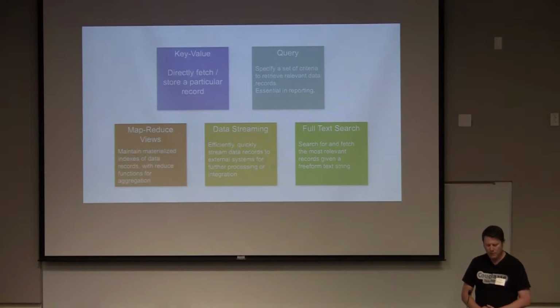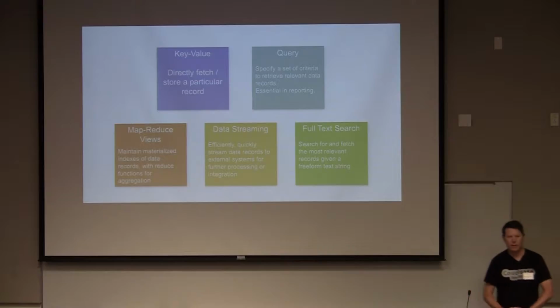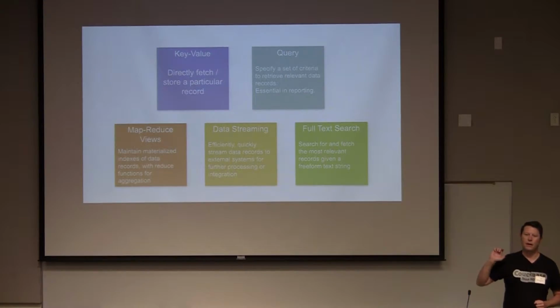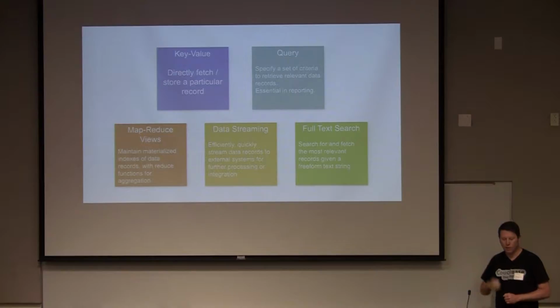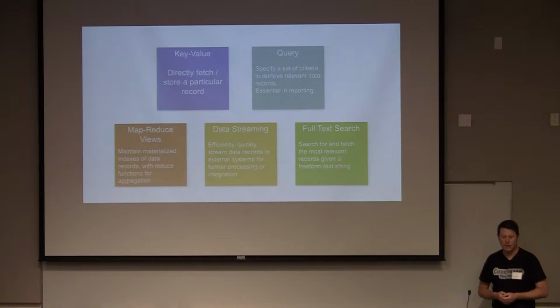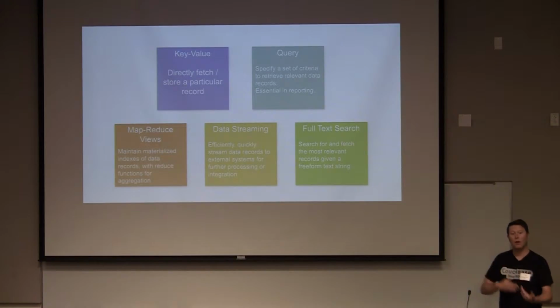In Couchbase, we have a few different interfaces. We have a key-value interface, and that's really just about very quickly fetching data items. Maybe it's a profile for a user as they log into a site, or maybe I'm updating their profile. We have a query service that allows me to specify some criteria: go find me all the users whose last name begins with I, for instance. And that query service is pretty essential in reporting, even the sort of online reporting that you might do with an application.